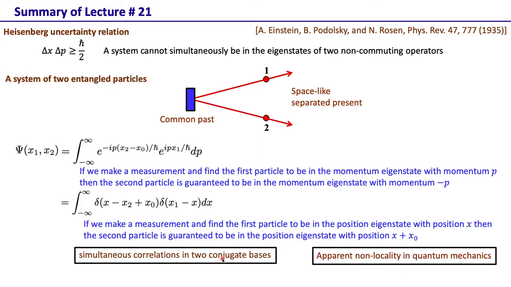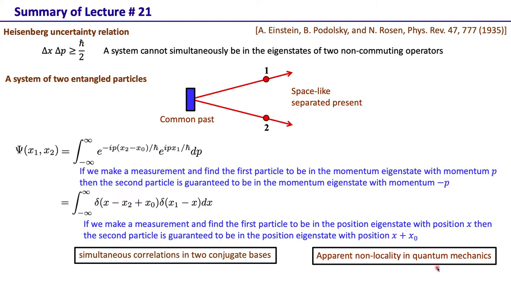But what this simultaneous correlation points out is that if we make a position measurement here, then that collapses this particle to be in its position eigenstate. If you make a momentum measurement here, then that collapses the state of the second particle to be in its momentum eigenstate. But the first principle says that a system cannot simultaneously be in the eigenstates of two non-commuting operators. But this is what we apparently find, because there is no disturbance, nothing is being done to this particle, just a measurement of this particle is deciding what the eigenstate of this particle would be.